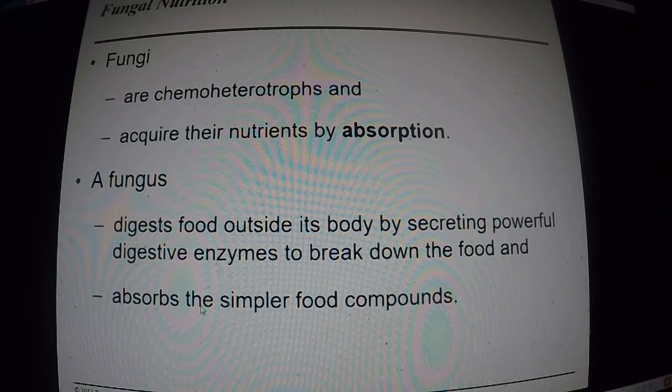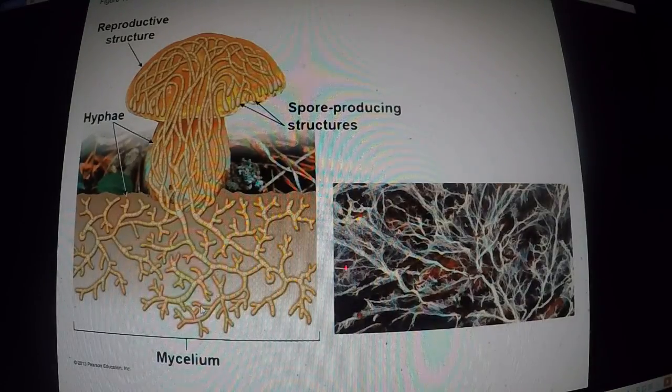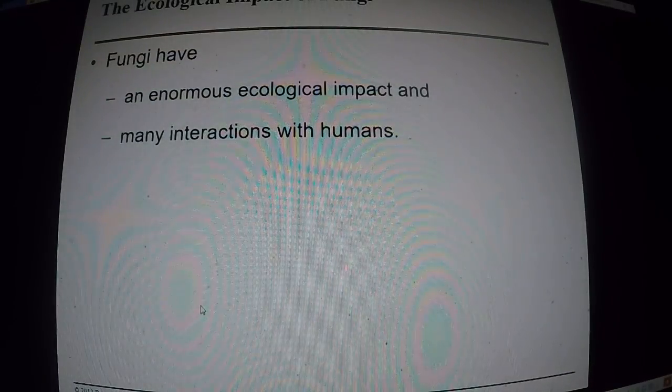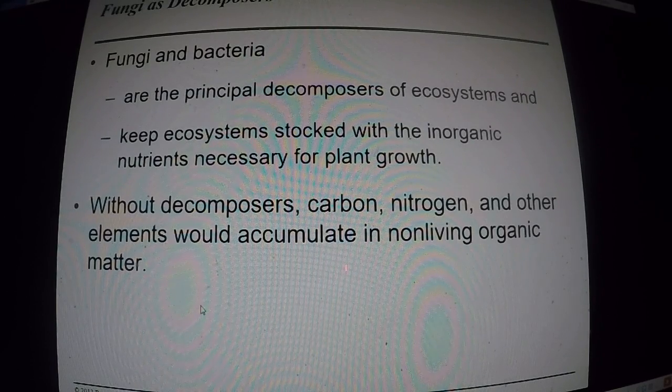They're important. They get their food by absorption, and the big deal they do is they digest food outside the body with enzymes and absorb the simpler food compounds into them, and this is how they work. They also are very important ecologically to us.